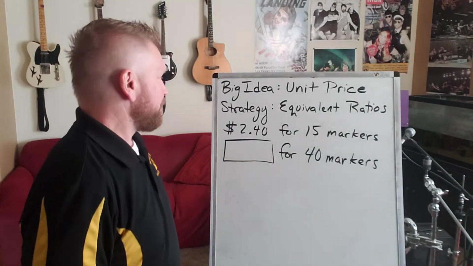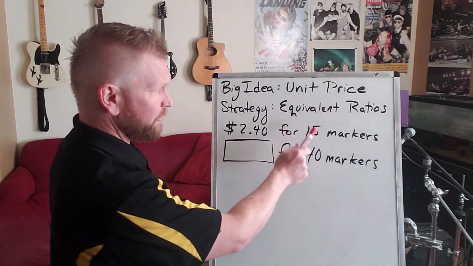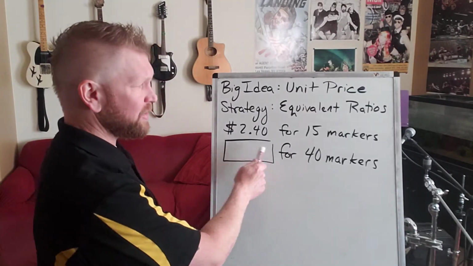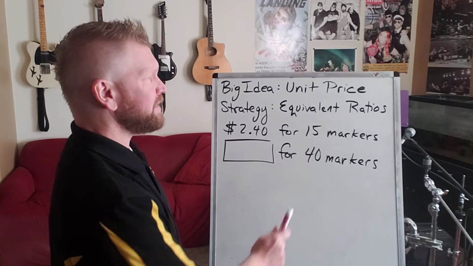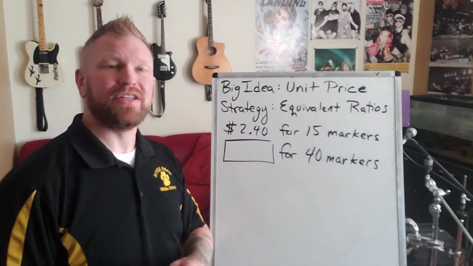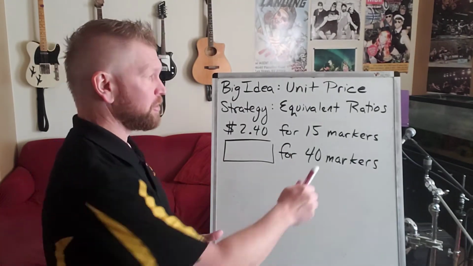All right, for this problem, it's $2.40 for 15 markers. At that same unit price, how much is it going to cost for 40 markers? So the big idea here is the unit price, which means the price for just one. In this case, it's the price for one marker.